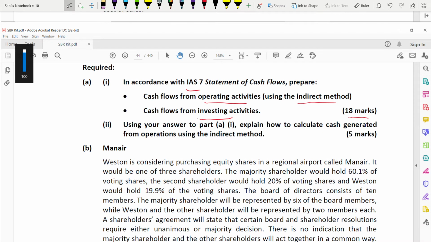Using your answer to part A, explain how to calculate cash generated from operations with the indirect method. Whenever they say using your answer to part A, you need to use the answer. At least somewhere you have to make use of that answer. You have to explain here. That's for 5 marks.